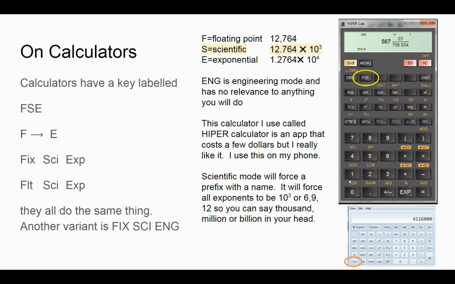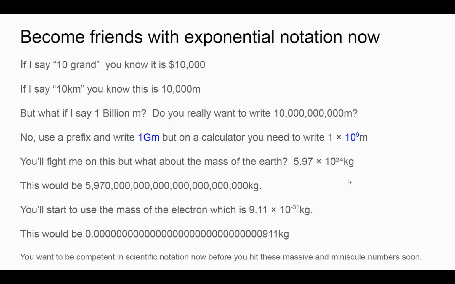You need to become friends with exponential notation now. If I say 10 grand, you know I mean $10,000. If I say 10 kilometers, you know that this is 10,000 meters. But what if I say 1 billion meters? Do you really want to write out 1, 0, 0, 0 meters with all those zeros? Do you think I want to count those? I'm 57. My eyes are blurry. They start to look like little centipedes. Don't do that to me. No, use a prefix and write 1 gigameter. But on a calculator, it's not going to take gigameter. So you're going to have to write it as 1 times 10 to the 9th.